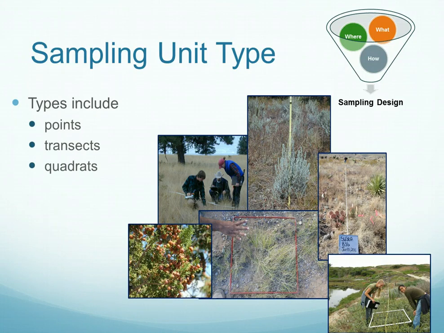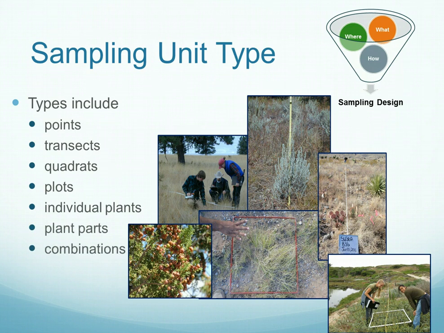Sampling unit types vary between points, transects, quadrats, plots, individual plants, or plant parts, and sometimes we use combination sampling units. For example, in this photograph at the lower right, we see two women who are measuring along a combination unit type. This is a transect, and they have quadrats that they're measuring within along this transect. So they would use multiple quadrats on a transect, and that is a combination unit type.